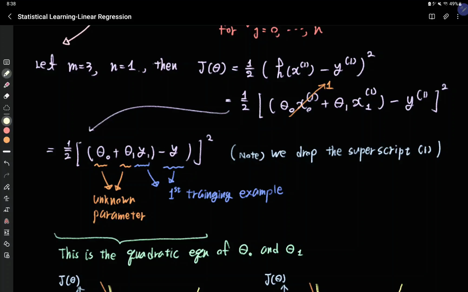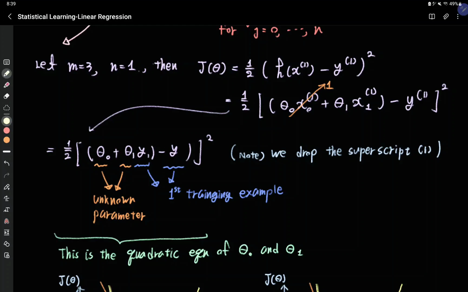Okay. So now this is theta 0, theta 1. These are unknown parameters. So m equals 3 and n equals 1. J of theta can be considered as a function of theta 0 and theta 1. So it means that J of theta is a function of two variables. This is a multivariable function, but with two variables, theta 0 and theta 1.